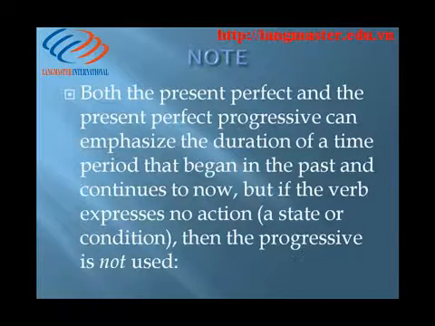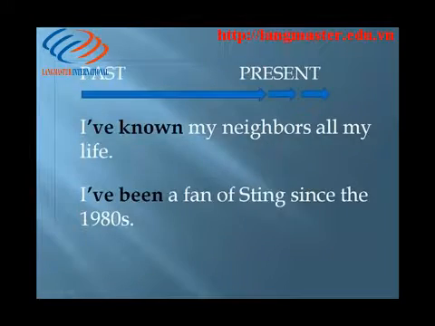Note, both the present perfect and the present perfect progressive can emphasize the duration of a time period that began in the past and continues to now. But if the verb expresses no action, just a state or condition, then the progressive is not used. Here are 2 examples. I've known my neighbors all my life. I've been a fan of Sting since the 1980s. Both the verb know and be express a state. It's very unusual to use them in a progressive tense.